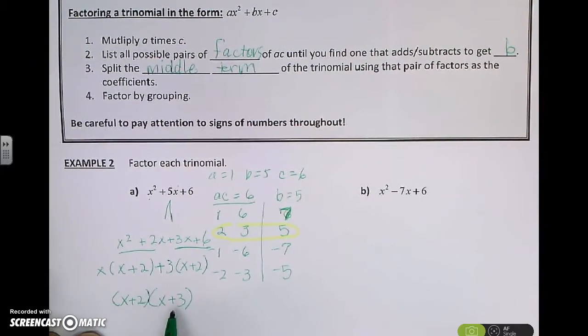You can double check it to see that it works out. X times x is x squared. X times 3 is 3x, and 2 times x is 2x. So that's 5x, and then 2 times 3 gives me the 6. So I can multiply and come back to that answer.